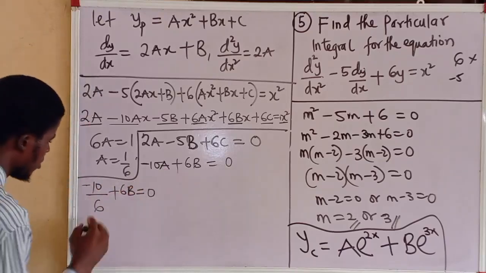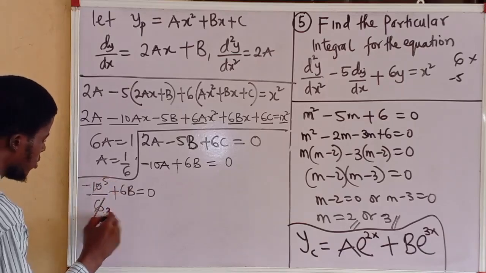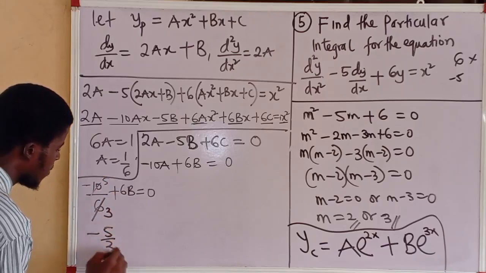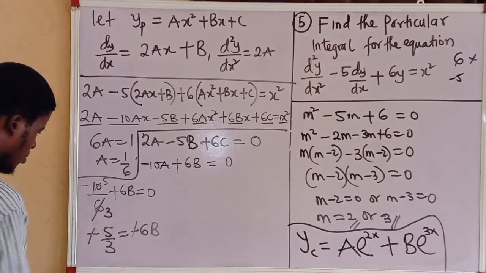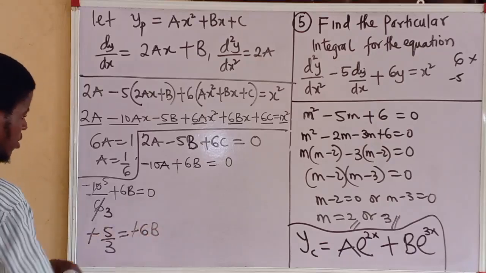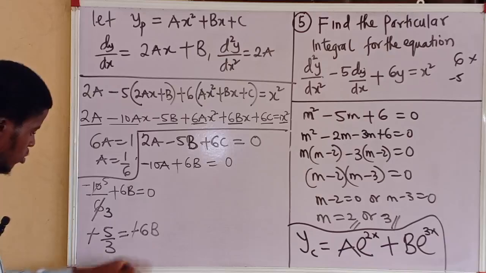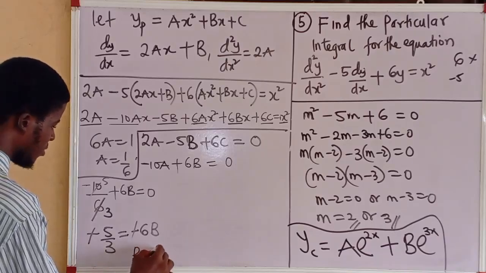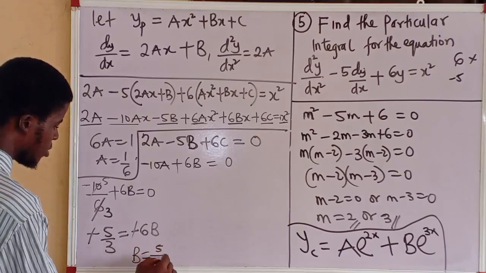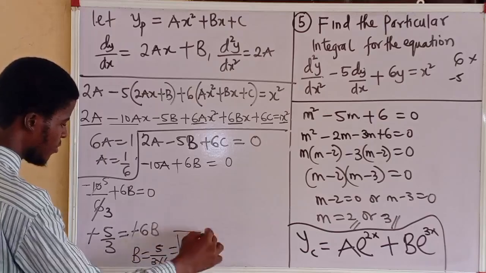All right. So this 10 over 6 is actually 5 over 3. So minus 5 all over 3 plus 6b equals 0, so 5 over 3 is equal to 6b. Dividing both sides by 6, so as to eliminate the 6 from here, we'll have b equal to 5 all over 3 times 6, and that's 5 all over what? 18. So b is 5 over 18.